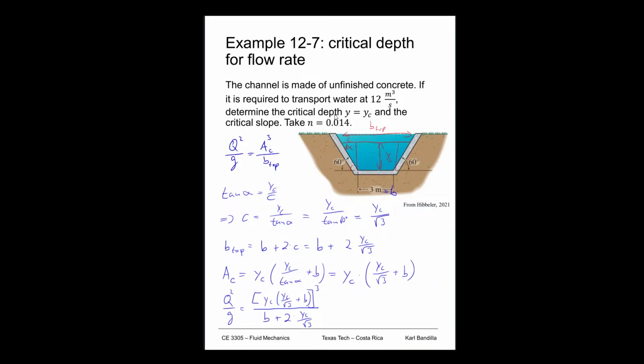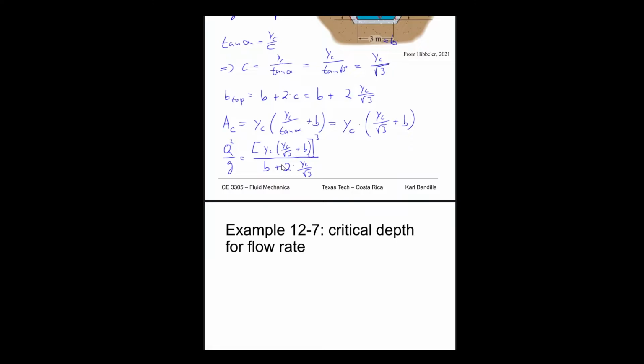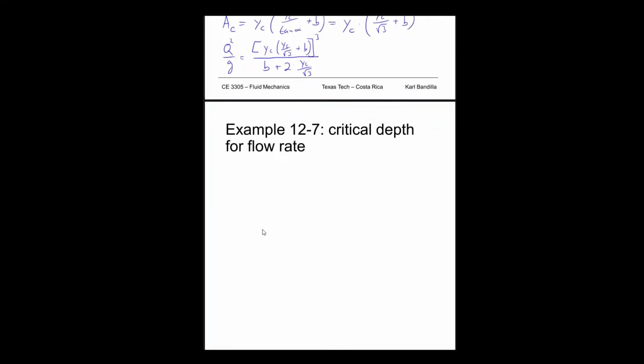Basically now all we have to do is solve this for y_c, because y_c is going to be the only unknown. We know what the flow rate is. We of course know what the gravity is, and y_c is what we're looking for, and B we already know. So that means we can solve all this for y_c.